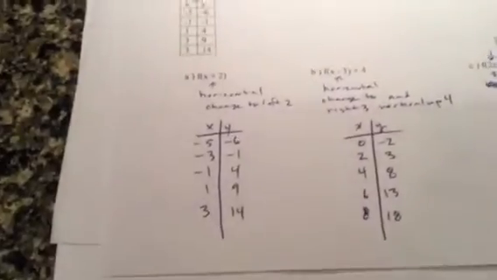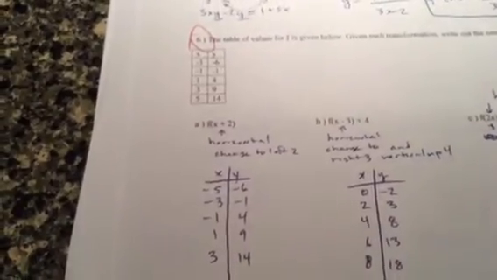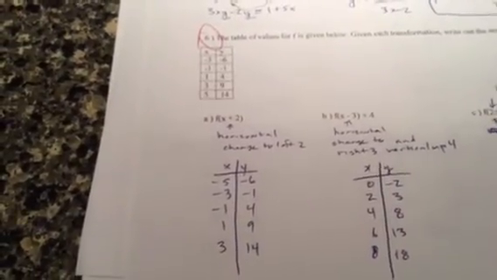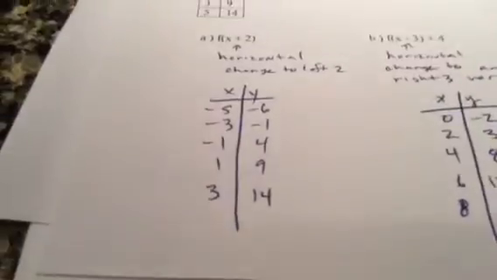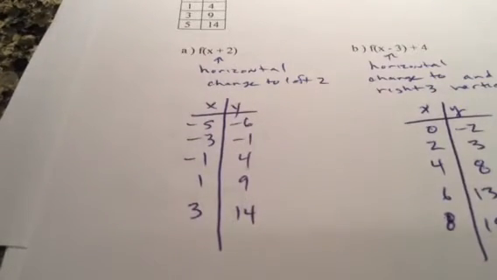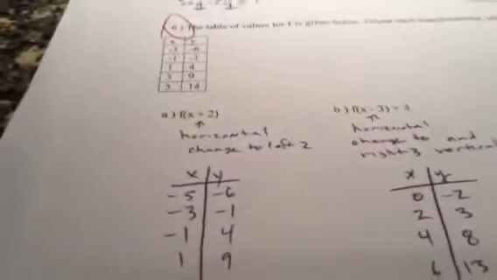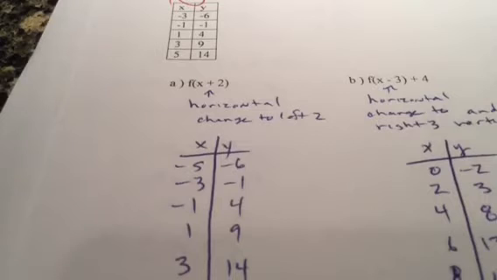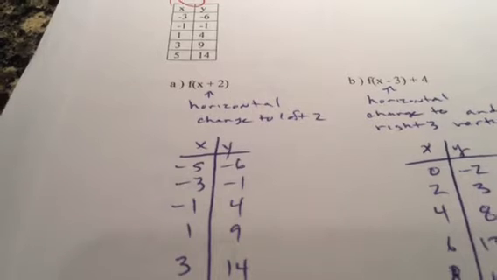All right, given the table values for f and each transformation, write out the new table. What you got here, guys, is a horizontal change to the left. To remember, it goes opposite. If it's on the inside, it's a horizontal change. And then if it's on the outside, we're talking about vertical. Anyway, all of your x values are moving to the left 2.